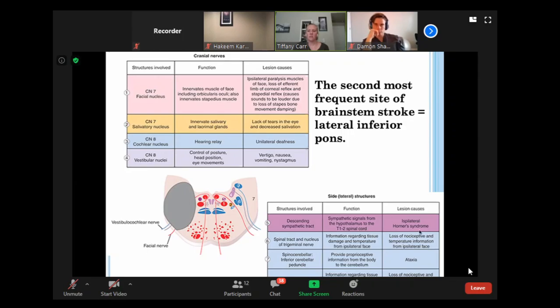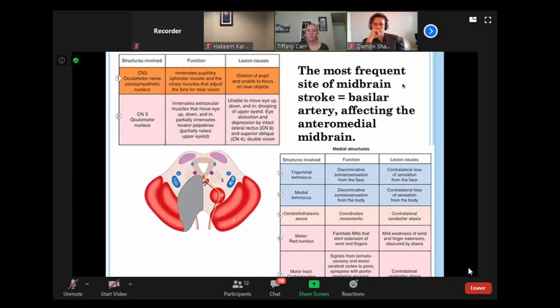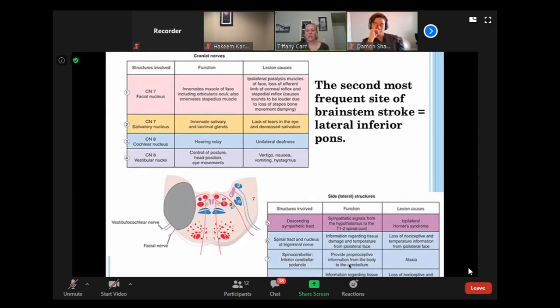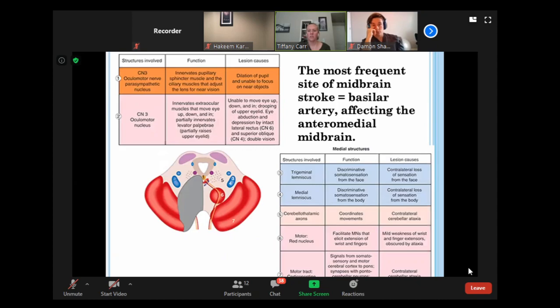And this one is the most frequent site of the midbrain stroke: the basilar artery affecting the anteromedial midbrain. And again, making sure that you're just reviewing these charts, looking at the impact of all of these, and feeling comfortable with where these lesions are located and how they would present.